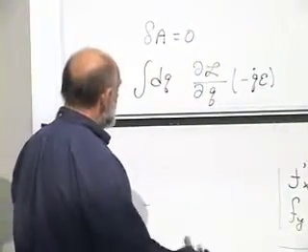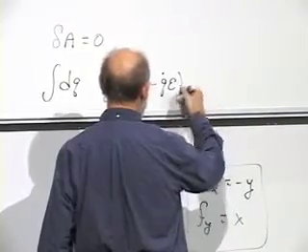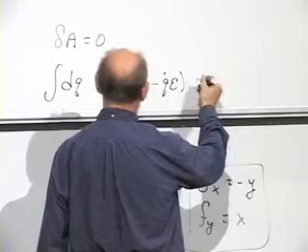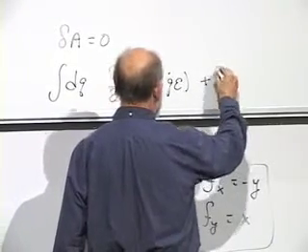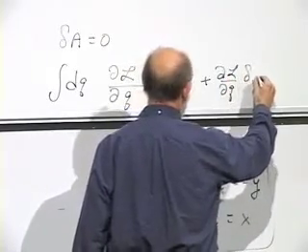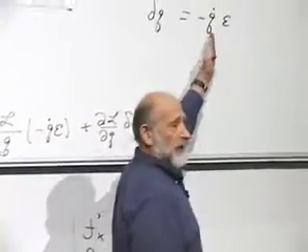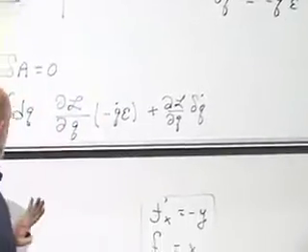And what's the second piece? The second piece, we can just call this delta Q, is plus dL by dq dot times delta Q dot. And delta Q dot we can get by differentiating this expression over here. It doesn't matter what it is. It's just the usual thing.